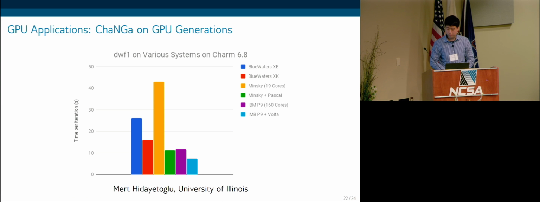And this is a plot that was provided by Mert Hidayetoglu, also here at the University of Illinois. This is also the Dwarf One benchmark, which was run on various types of machines.